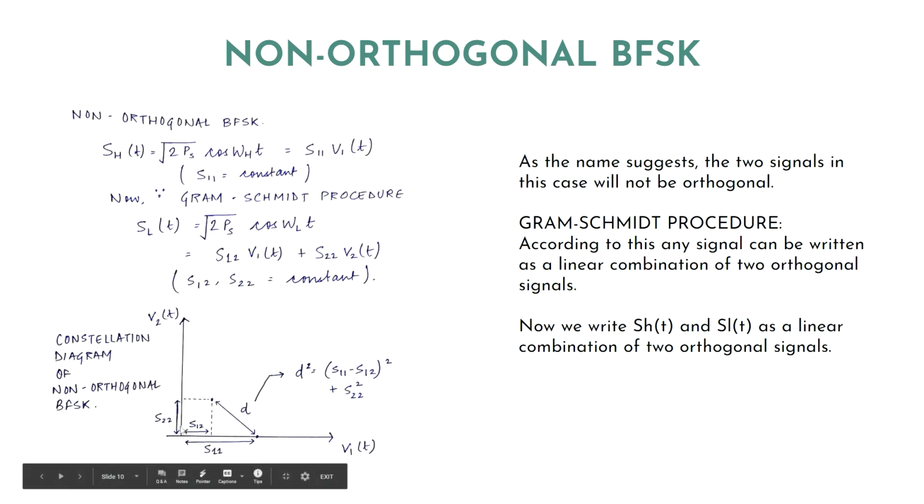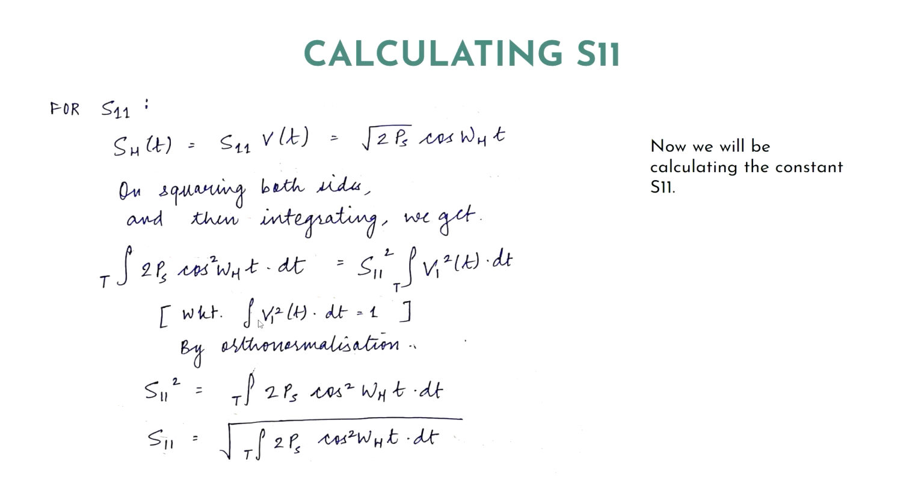We know why we took SH of t along the V1 of t and SL of t as a linear combination of these two orthogonal signals, that is V1 of t and V2 of t. Now what we need to do is find the value of these constants, that is S11, S12 and S22. So we proceed to do that. First we calculate S11. So we have this equation already, right? So now we square both the sides and then integrate them.